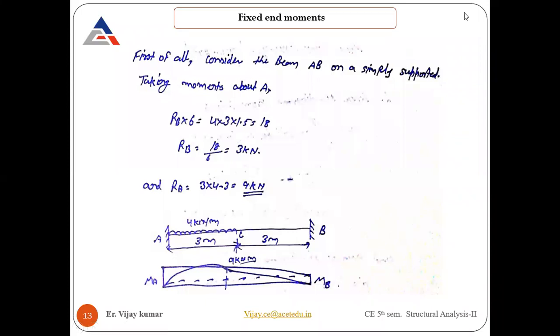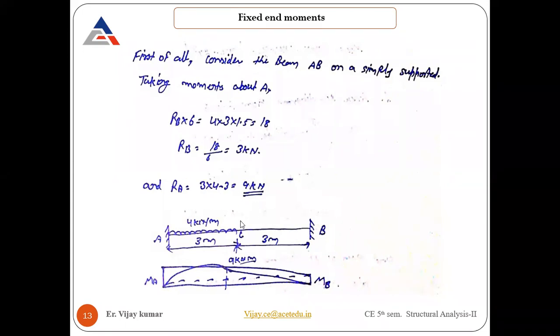It will act at the centroid. In that case, that distance comes out to be 1.5. The total value coming out is 18. RB will be 18 by 6. So the 3 kilonewton value will come out to be RB, that is 3. The total load is 4 into 3, 12. 12 minus 3 will be 9 kilonewton. Now we have both the values, RA and RB.